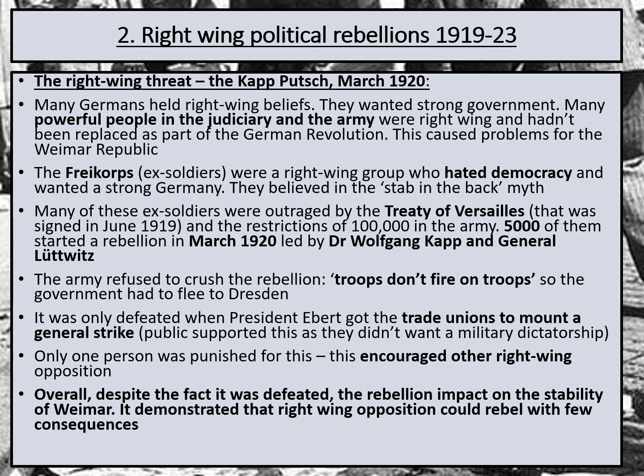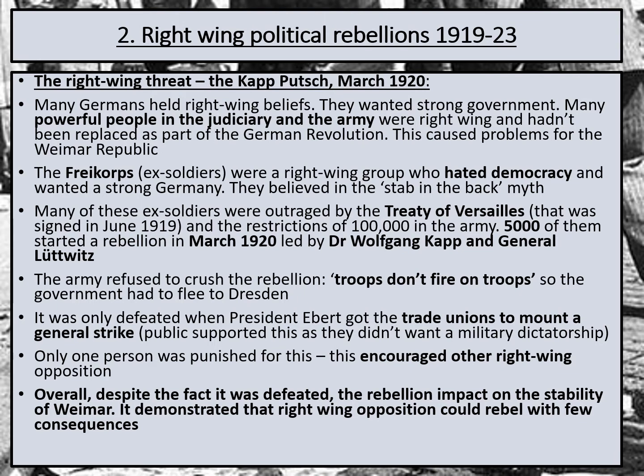The way that the uprising was defeated is Ebert, the president, got the trade unions to mount a general strike. The public didn't want the Freikorps in charge of them. They wanted to give democracy a bit of a chance. They certainly didn't want to be ruled by the army. That's what had largely happened during World War I, and things hadn't gone well.